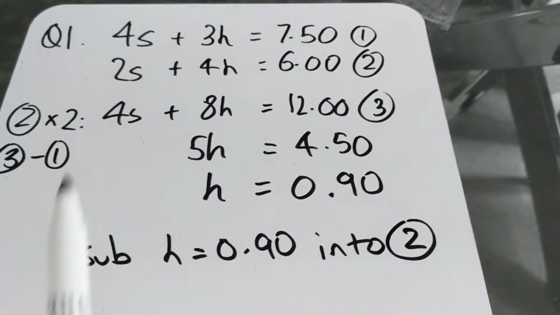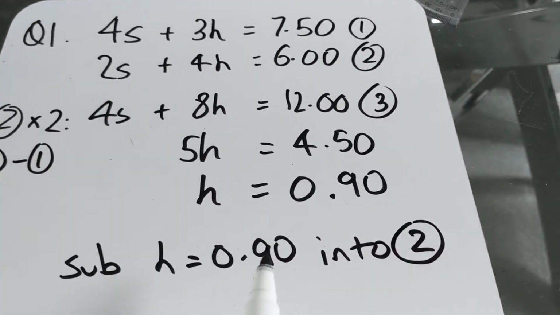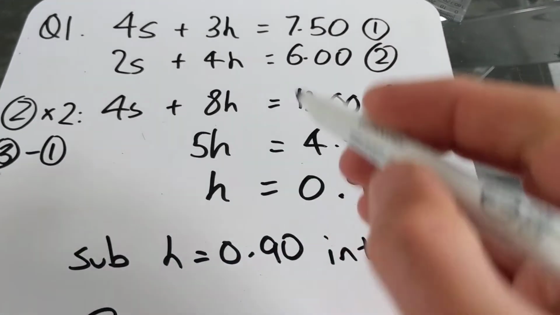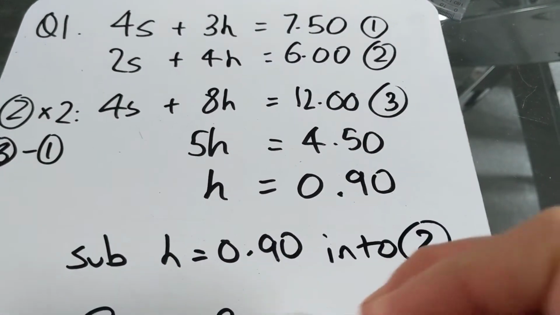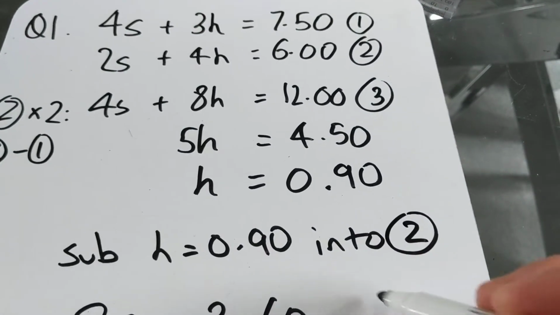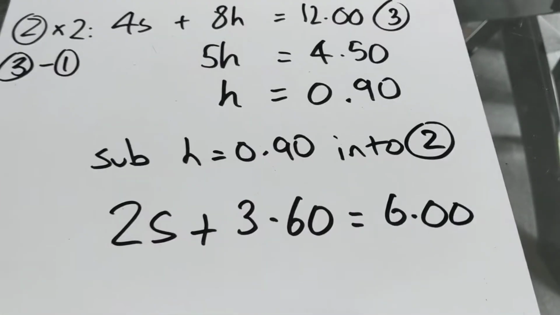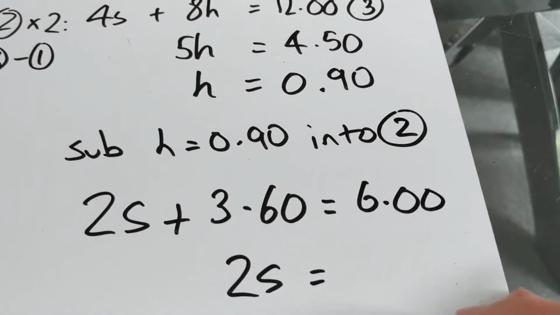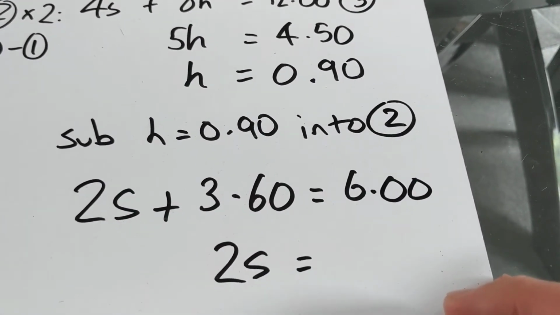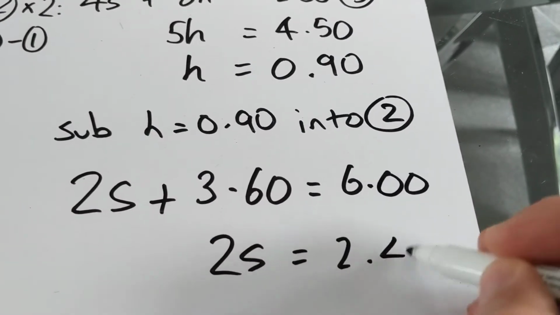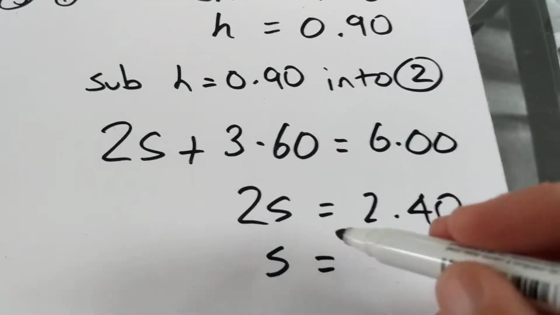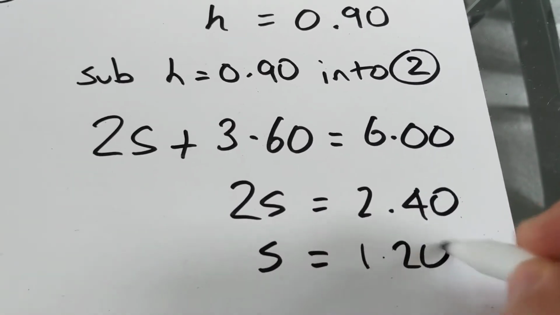Sub h is 90p into the easiest of your equations, probably equation 2. So 4 lots of h, 4 lots of 90p would be £3.60. 2s plus 4 lots of h, £3.60, equals £6. Take 360 off both sides and you will get £2.40. And so the s on its own there, divided both sides by 2 would give you £1.20.